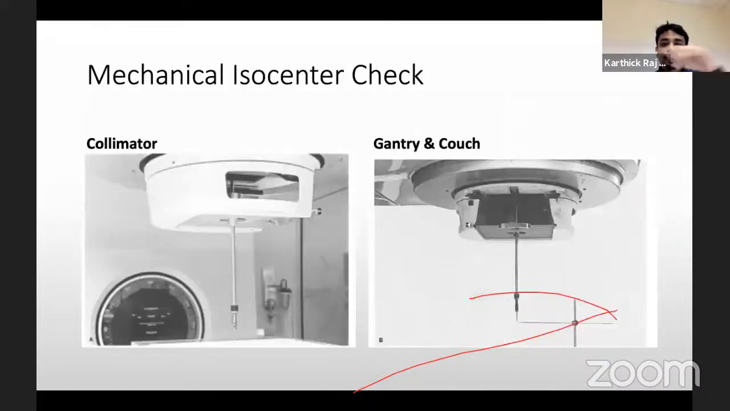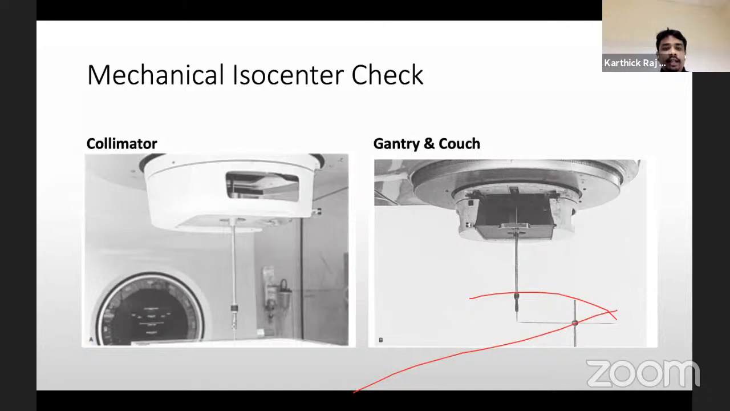The other checks are mechanical isocenter checks. I want to check how accurately my collimator is rotating, just mechanically. So you put a front pointer on a graph sheet and rotate your collimator, and check that the pinpoint is not moving more than half a millimeter or 1 millimeter. You note it down, and that is going to be your reference and your baseline.